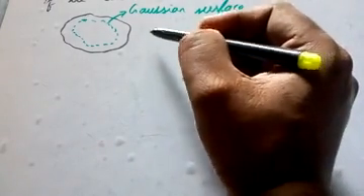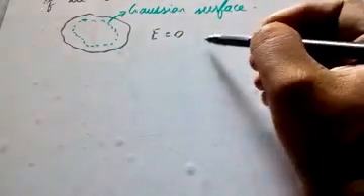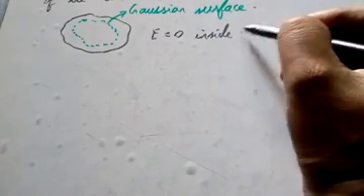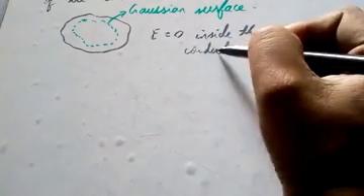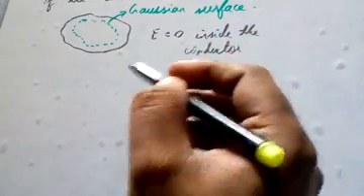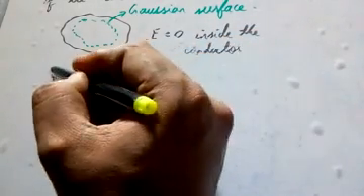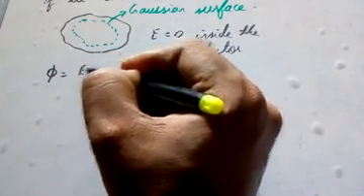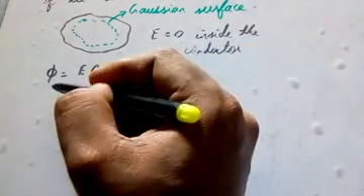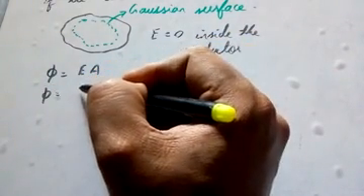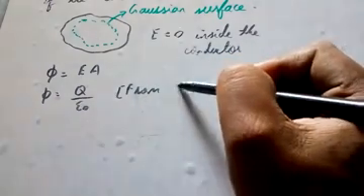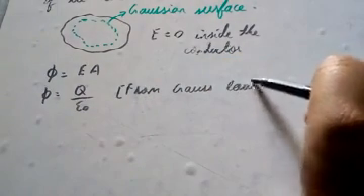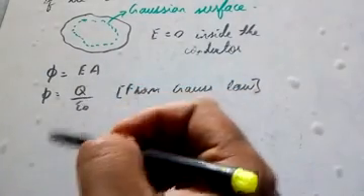So in this case, the electric field E is equal to 0 inside the conductor. Now that we know that, we use the formula for electric flux: phi is equal to E into A. Then we have phi is equal to Q by epsilon naught. This is from Gauss law. Now we can equate both the equations.